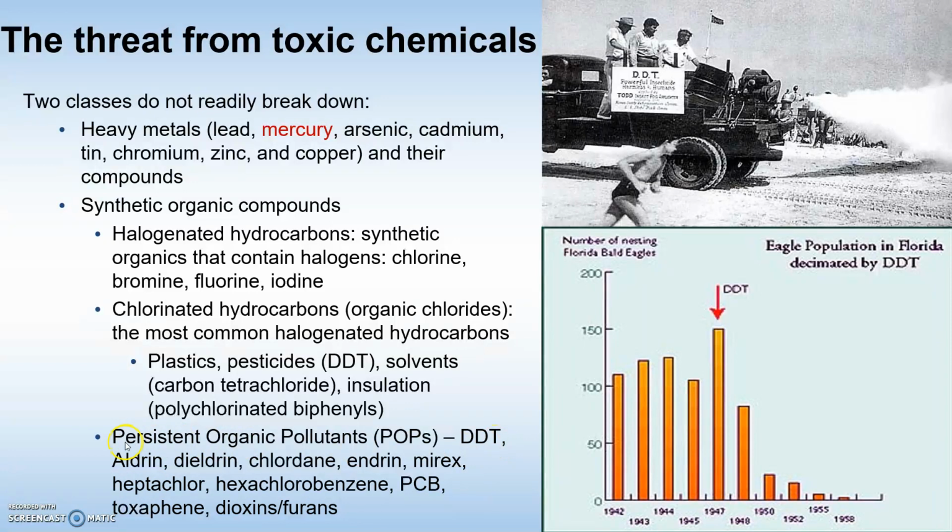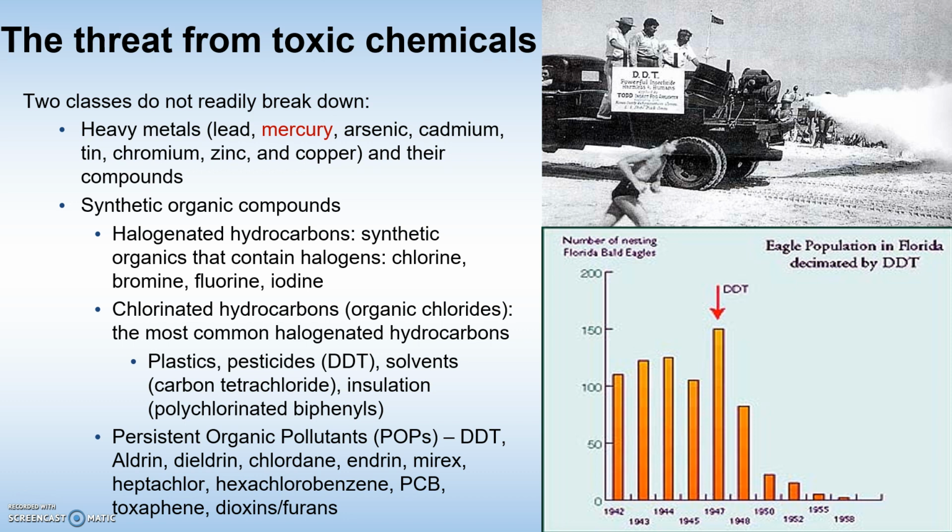DDT is considered to be a persistent organic pollutant, or POP, P-O-P. Other examples of POPs include heptachlor, hexachlorobenzene, aldrin, dieldrin, chlordane, PCBs, toxaphene, dioxins, and furans. In fact, the list that's here on your screen is known as the Dirty Dozen because they are chemicals that persist long in the environment and do not break down easily.